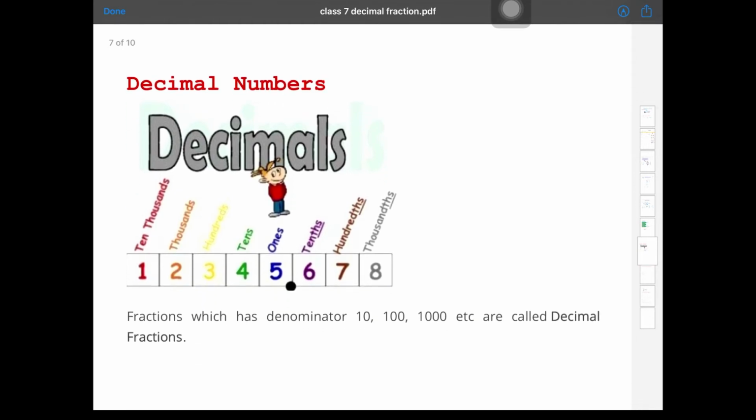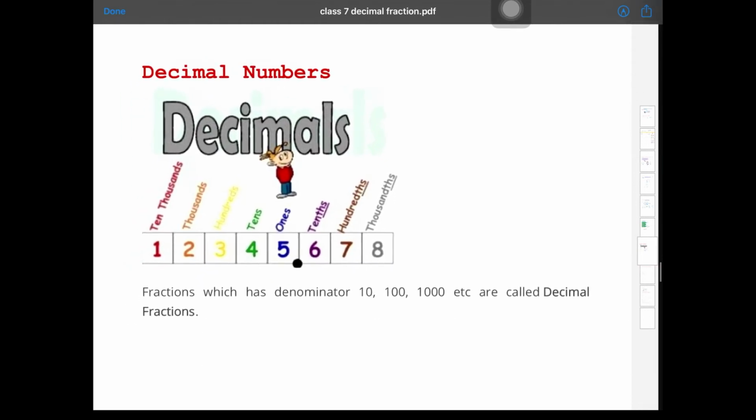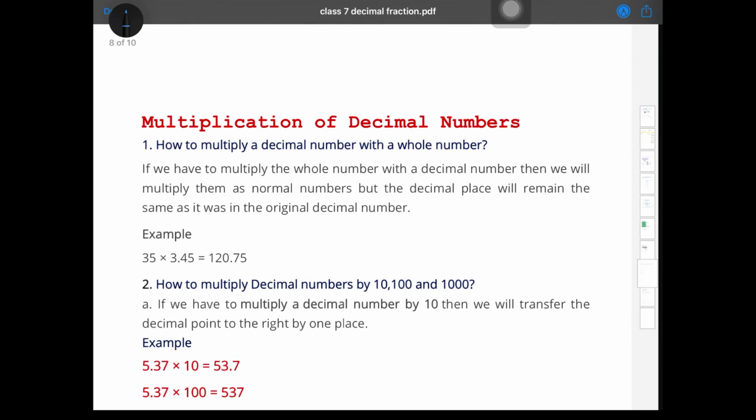The next topic is decimals. Decimals, I think all of you know. When the denominator is 10, 100, 1000, these are known as decimal fractions. Now, multiplication of decimal numbers. How can you multiply decimals? It's simple. If you have the number 35 and you have to multiply it with 3.45, just multiply it, and then you can see the point is before 2 digits. So in the result also give the point before 2 digits.